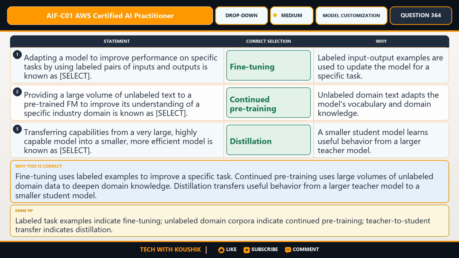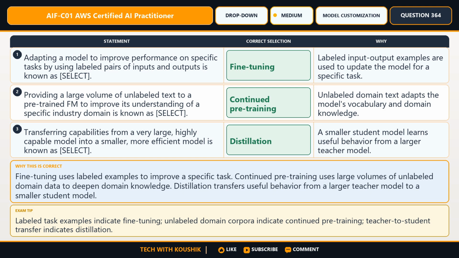Answer rows. 1. Adapting a model to improve performance on specific tasks by using labeled pairs of inputs and outputs is known as select. Fine-tuning: labeled input-output examples are used to update the model for a specific task. 2. Providing a large volume of unlabeled text to a pre-trained FM to improve its understanding of a specific industry domain is known as select. Continued pre-training: unlabeled domain text adapts the model's vocabulary and domain knowledge.